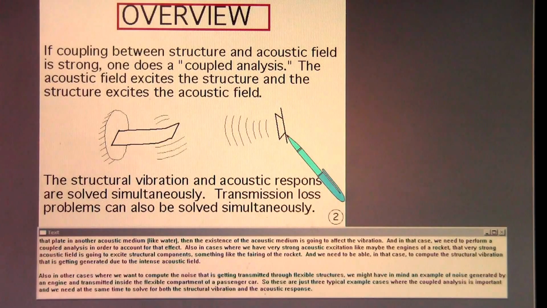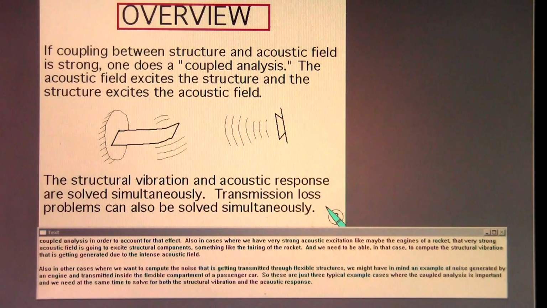acoustic field. Also, in other cases where we want to compute the noise that is getting transmitted through flexible structures, we might have in mind an example of noise generated by an engine and transmitted inside the flexible compartment of a passenger car. So these are just 3 typical example cases where the coupled analysis is important, and we need at the same time to solve for both the structural vibration and the acoustic response.